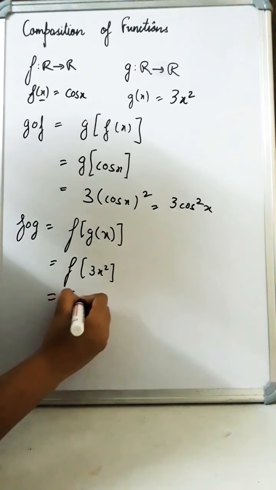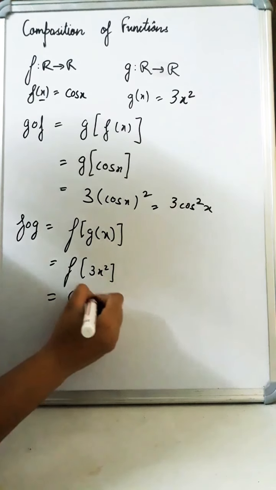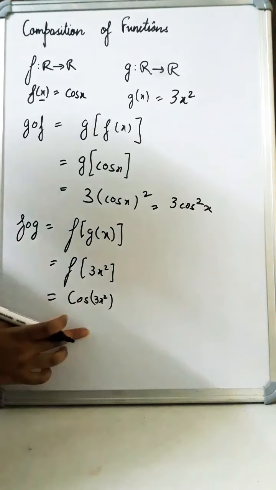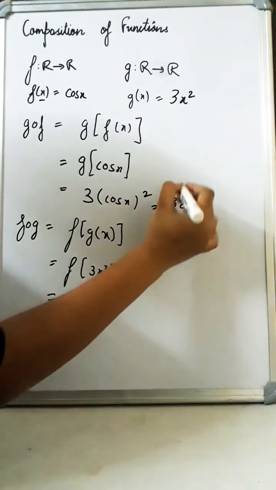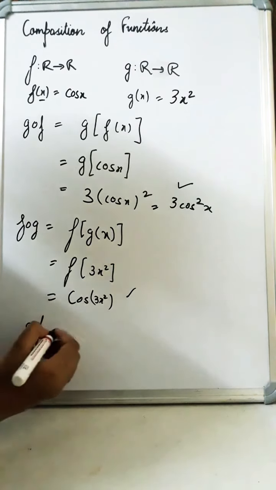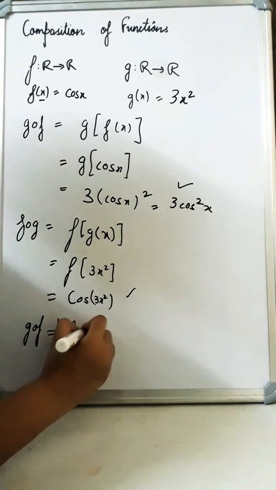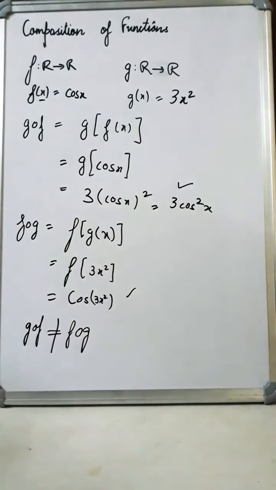It's going to give you cosine of 3x square, right? So this is your f of g, this is your g of f. Now you can clearly see that composition of two functions is not commutative in nature. F of g is not equal to g of f. Alright, so this is about compositions of functions.